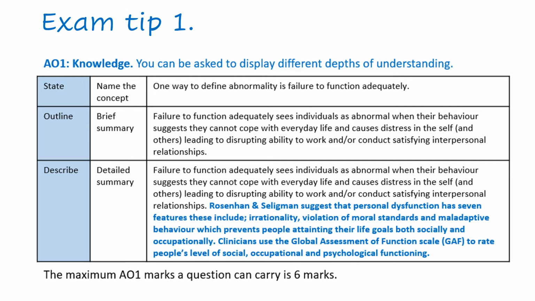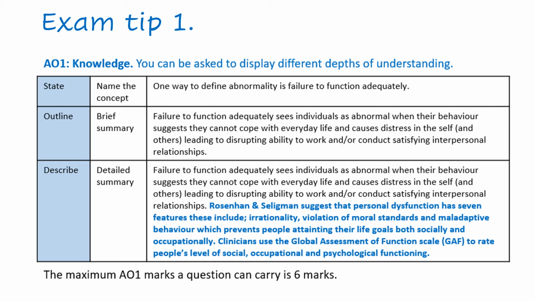They might ask you to outline, and this means give a brief summary, so you need to up your level of detail, and the number of marks will give you a clue as to how much to write. So this one here might be about a 2 marker. Failure to function adequately sees individuals as abnormal when their behaviour suggests they cannot cope with everyday life. That will probably give me about 1 mark, and it can cause distress to the self or others and disrupt ability to work or conduct relationships. That might be my 2nd mark.